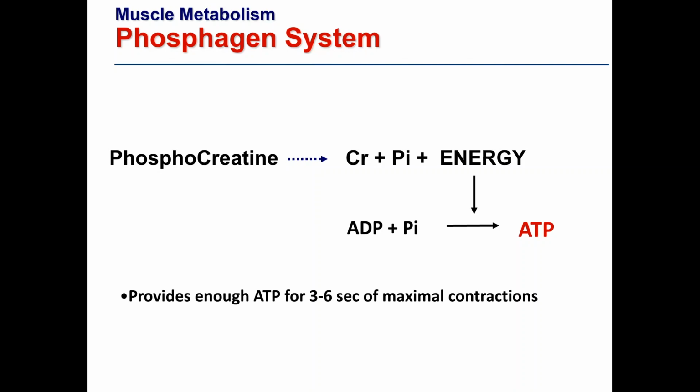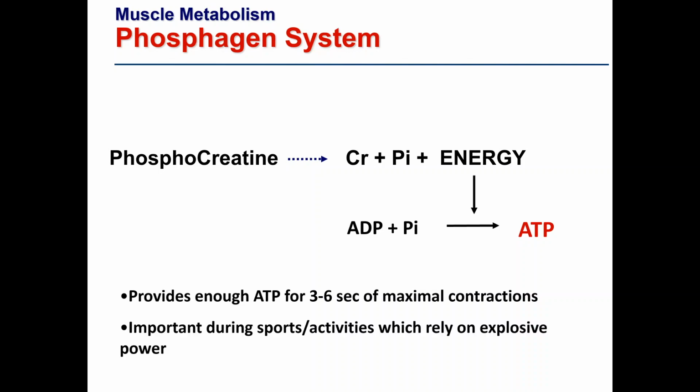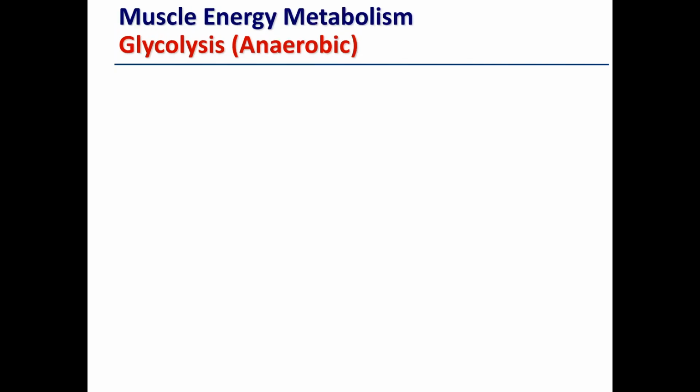This provides enough ATP for about 3 to 6 seconds of maximal contractions, and it's important during sports and activities which rely on explosive power. So think of sports which are very, very short in duration. They might be throwing events or jumping events or something like that, where you have a very short duration of maximal contraction, so power type sports. That's where the phosphagen system is predominantly used. After that, ATP would have to be generated from other sources.